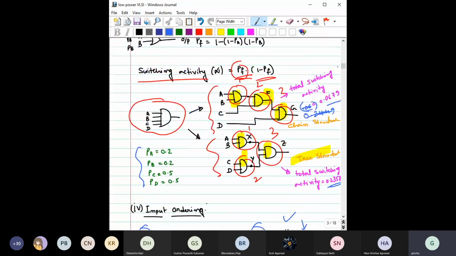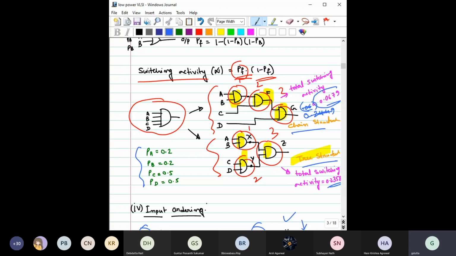right? So this is the chain structure and this is the tree structure, right? Here you see the activity. The activity is 0.06. See here the activity is 0.23, right? Here for this tree structure, activity is much higher. So that means the power dissipation is much higher for this.